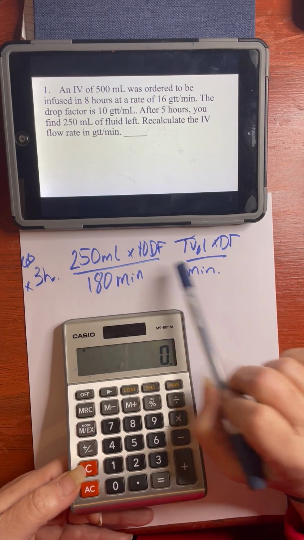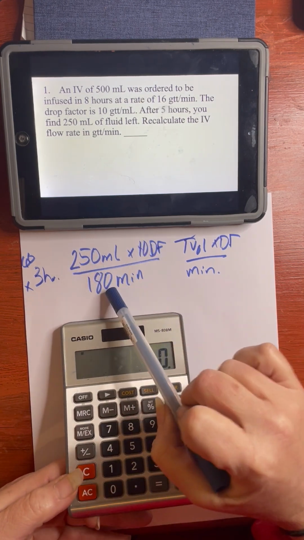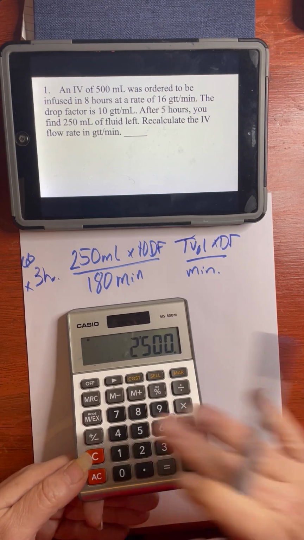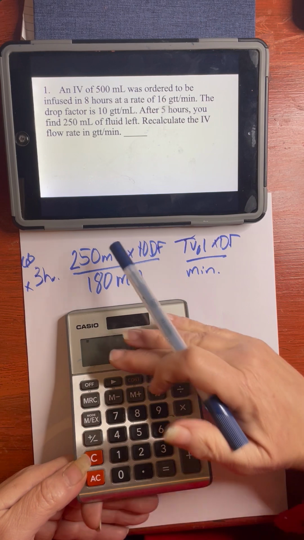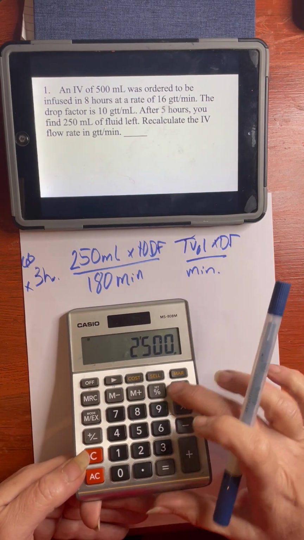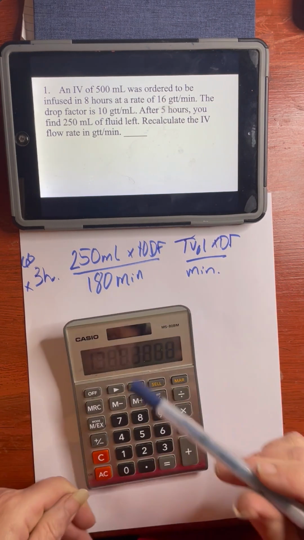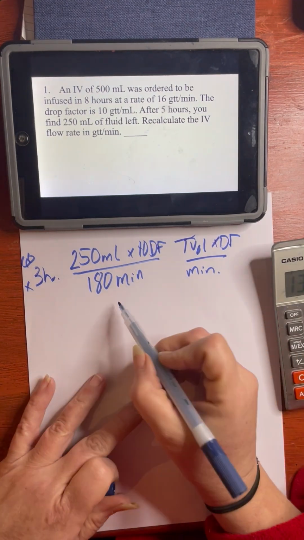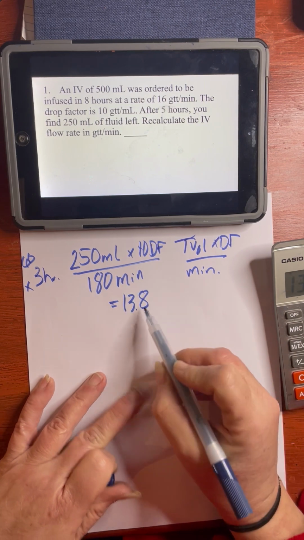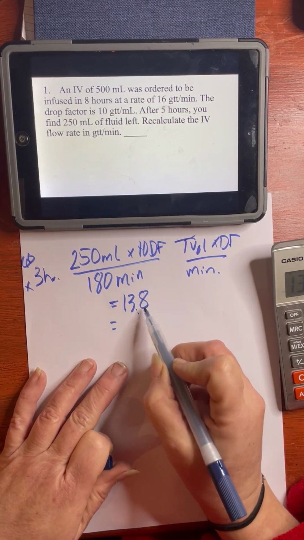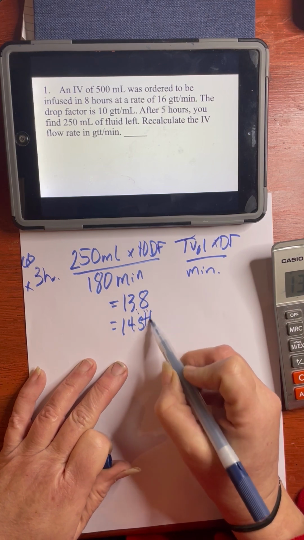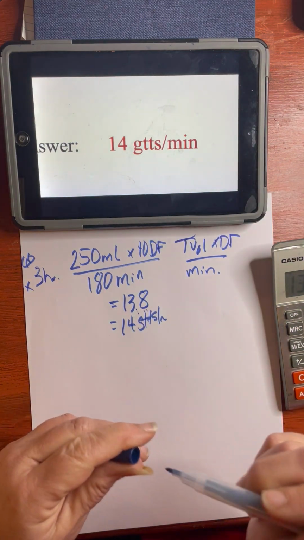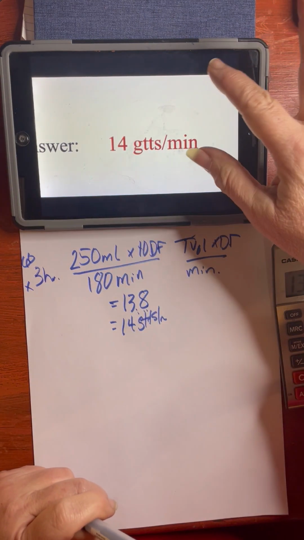Okay, so here we go. We're going to do all the math on the top divided by the number on the bottom. 250 times 10 equals, don't even look because you're not done, because some people throw them to the left. Divided by 180 is 13.8. You cannot give 0.8 of a drop, so that makes it 14 drops per minute. Boom. We saved another one.